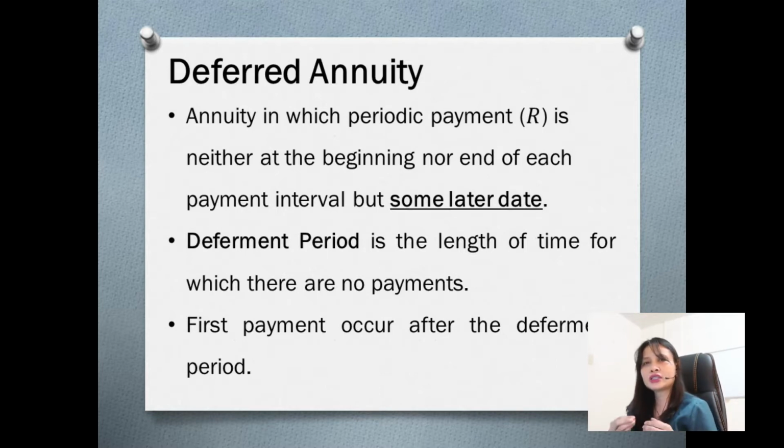Okay? Miss, why is there a deferment period? Because the deferment period helps you to save, to accumulate money for your first payment. That's why we do have a deferment period. The first payment occurs after the deferment period. So that is deferred annuity.